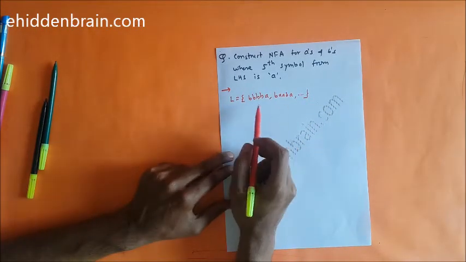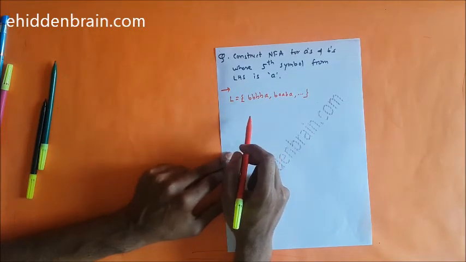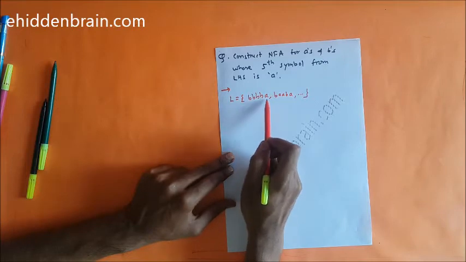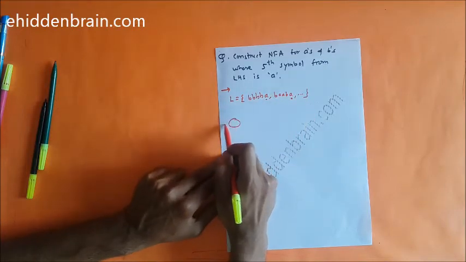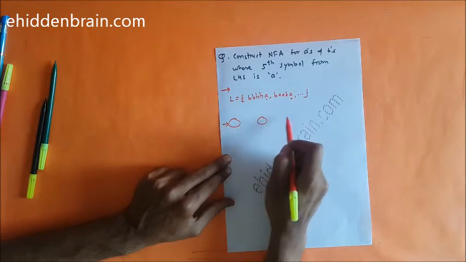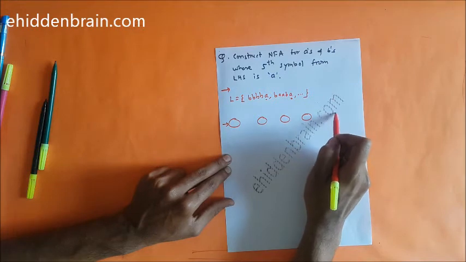Now how to have the fifth symbol from the left hand side as A? It's simple. My job is to accept something like this, and the fifth symbol should be A. That's it. So let's start. This is the first state, this will be second, third, fourth, and this will be the fifth state.